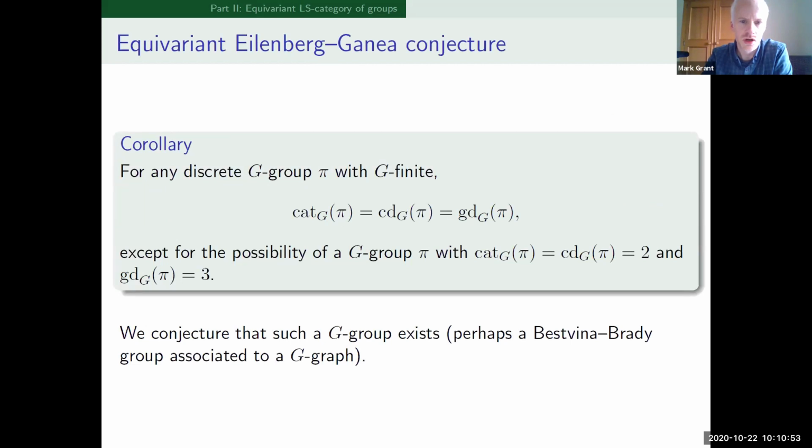Yeah, so as a corollary, if you have a discrete G group with G finite, all of these invariants coincide, except for the possibility that there might be a G group whose cohomological dimension and category are 2, but whose geometric dimension is 3. So this is the equivariant version of the Eilenberg-Ganea conjecture. And we currently think that such a group does exist, and that maybe the best Wiener-Brady examples, souped up to make them equivariant, could do this for us.